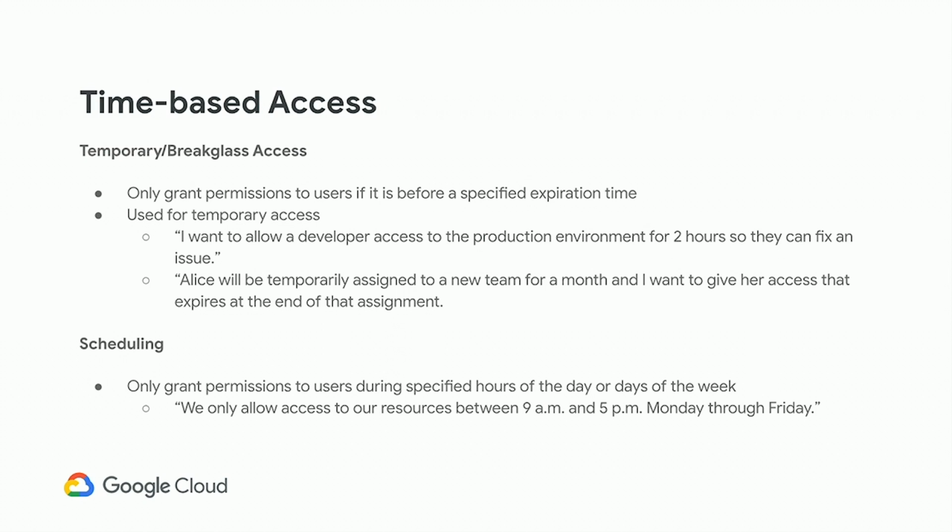There's a couple different ways you can do this. One would be configuring an access grant that is only valid before a specified expiration time. This can be helpful for break glass scenarios, such as giving a developer 2 hours of access to production to fix an issue, knowing that that access grant will be automatically revoked. This could also be done as part of a recurring schedule, granting access to a resource, let's say Monday through Friday, 9 to 5.